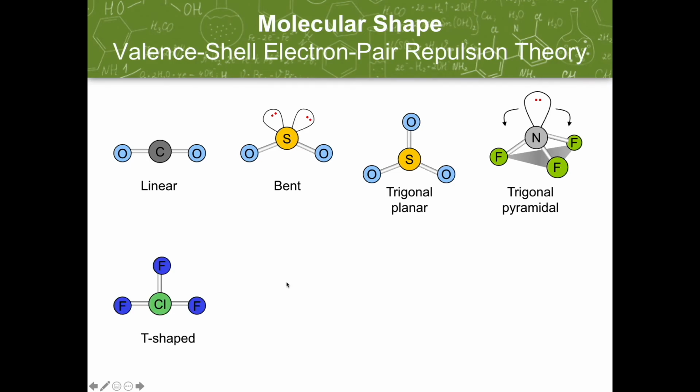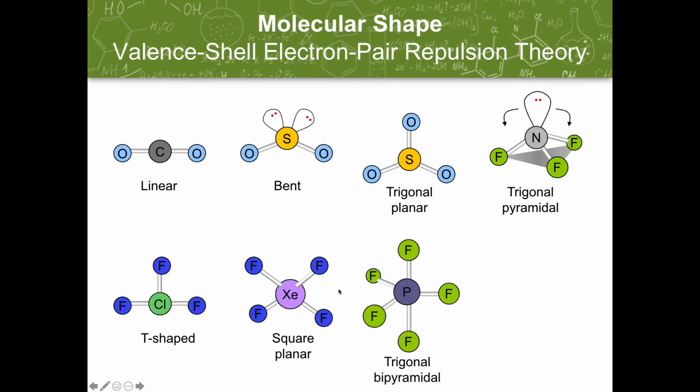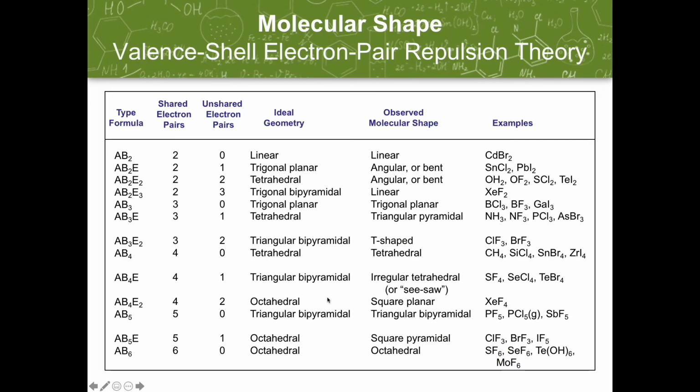And then we have here the T-shaped, and then the square planar, and then the trigonal bipyramidal, and the octahedral. So you will be able to see most of these illustrations and this summary of the different types of formula for each ideal shape or the molecular shape of the atom. So you can see this in your book. So you will just need to identify how many shared electron pairs are there and how many unshared electron pairs are there in the central atom.